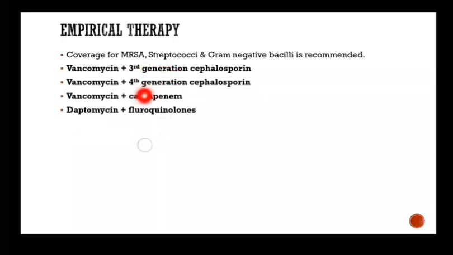And vancomycin plus fourth generation cephalosporin. Generally, cefepime is used. Then vancomycin plus carbapenem. When the organisms are resistant to many drugs and Pseudomonas is a concern, we should choose a carbapenem. But ertapenem won't be chosen because ertapenem does not cover Pseudomonas. So except ertapenem, we should choose another carbapenem along with vancomycin.